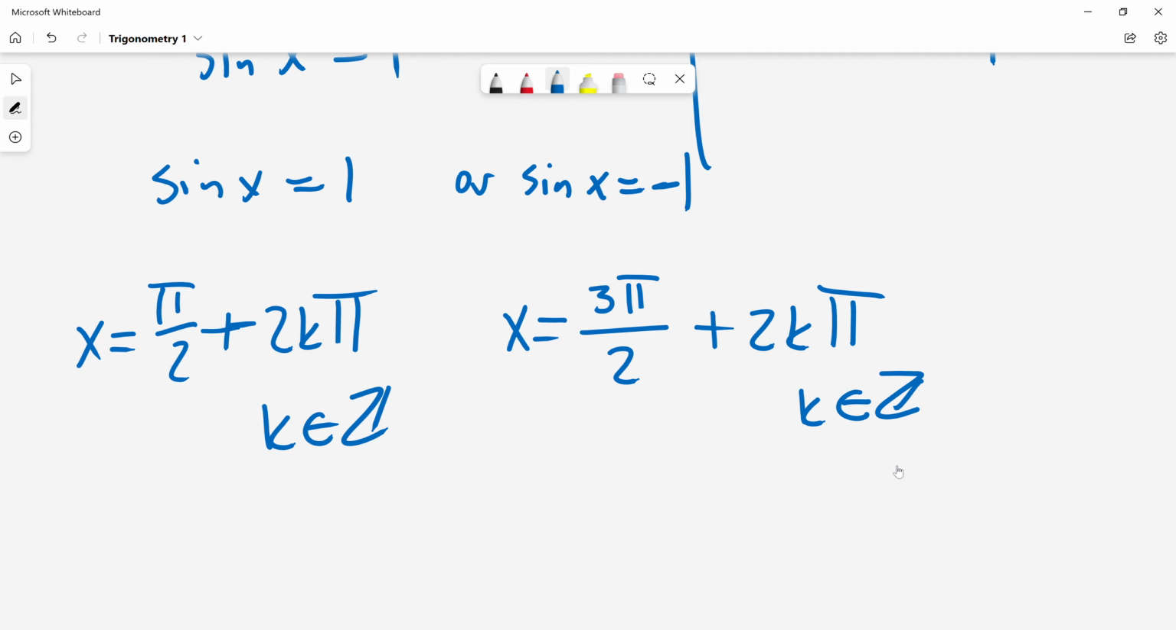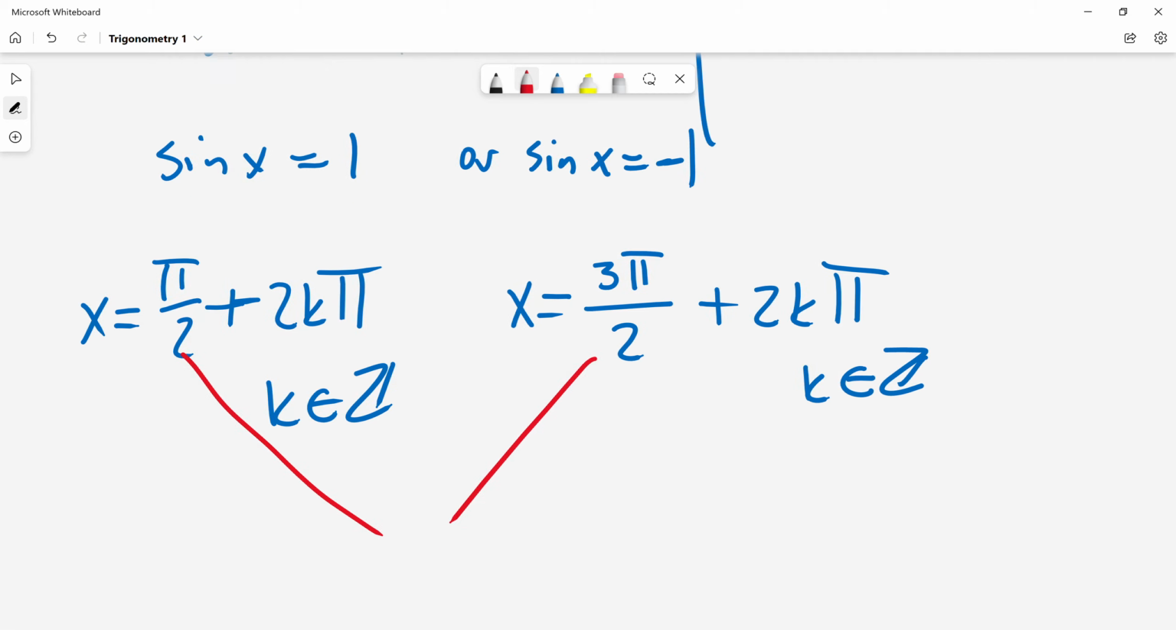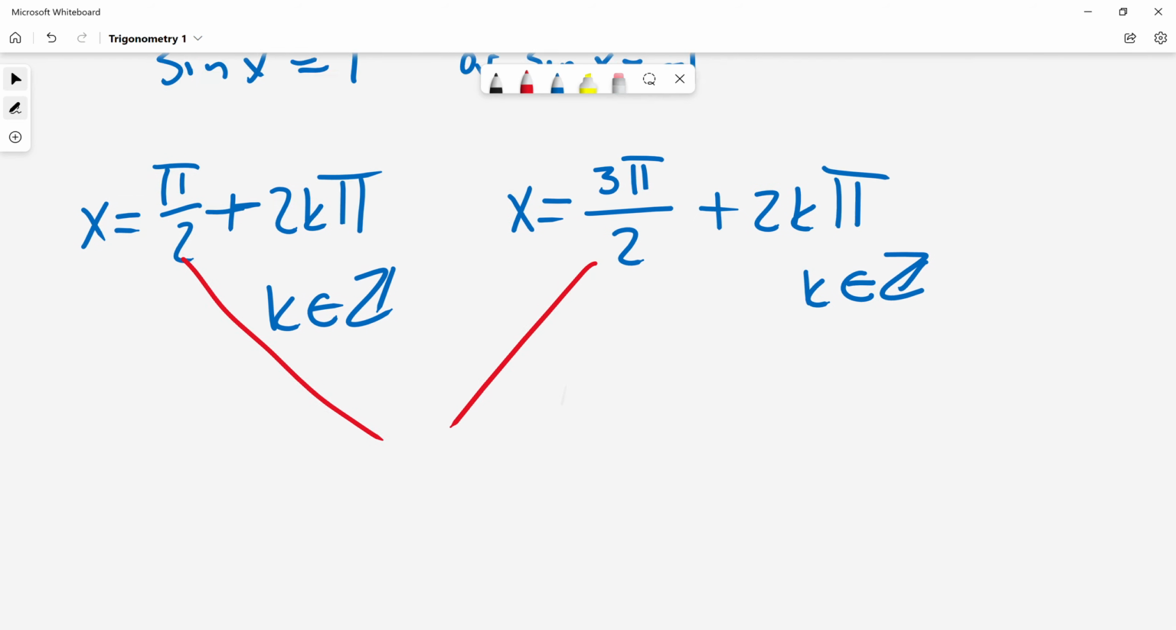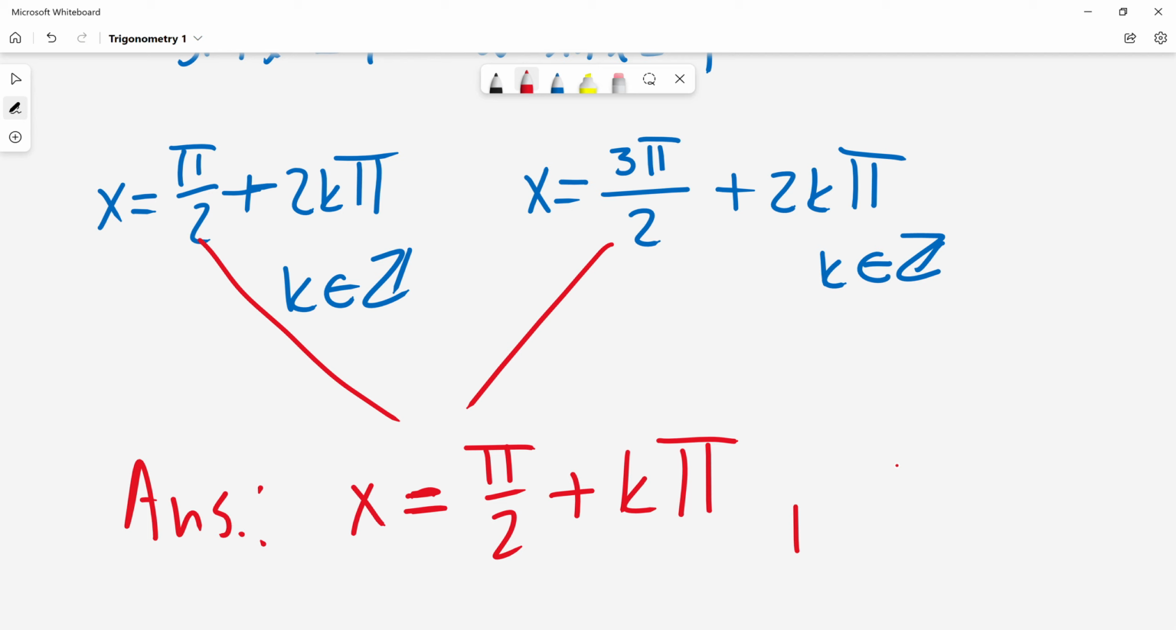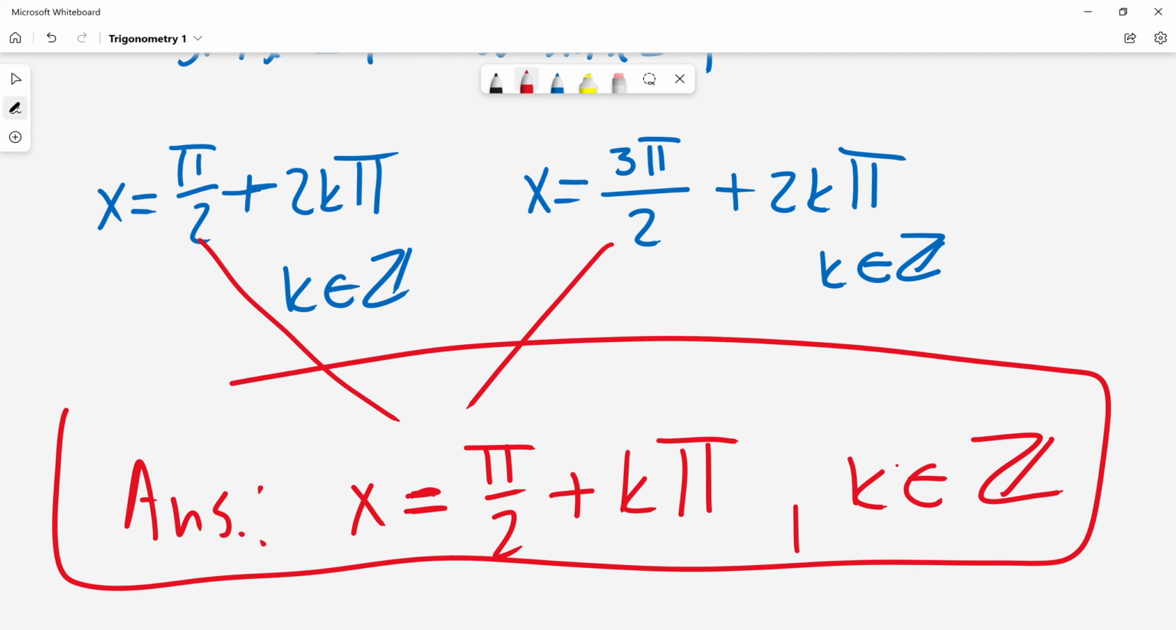Combining those two solutions together, I will have the answer for this question. The answer is x is equal to pi divided by 2 plus k times pi, where k belongs to integers. So that's my answer for this problem.